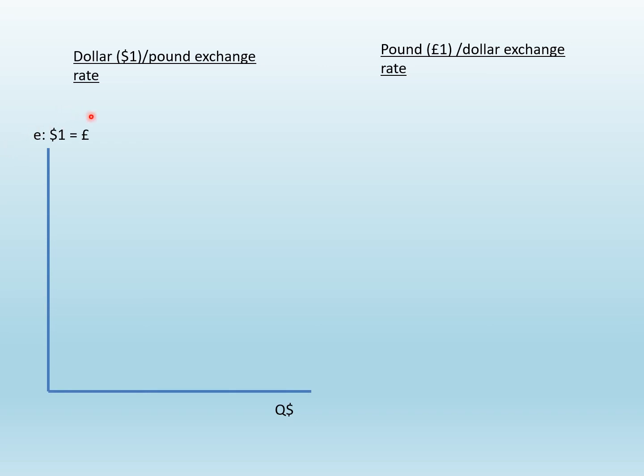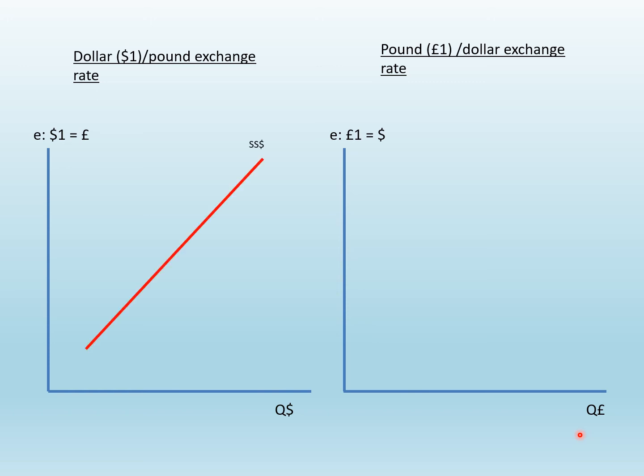So we have $1 equal to pounds. And let's just give the mirror image of that diagram, which is 1 pound is equal to dollars. So we can see both sides of the same picture. The horizontal axis in the left-hand diagram, as we had before, is quantity of dollars. The horizontal axis in the right-hand diagram is quantity of pounds. So now we have the supply of dollars.